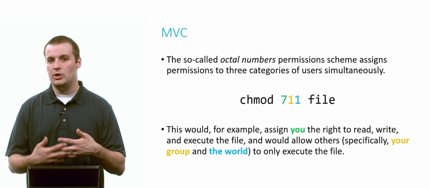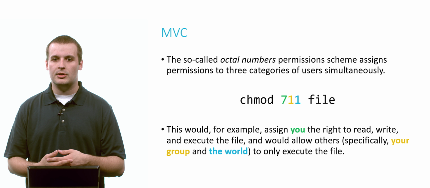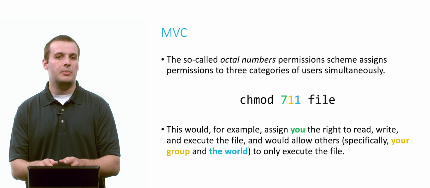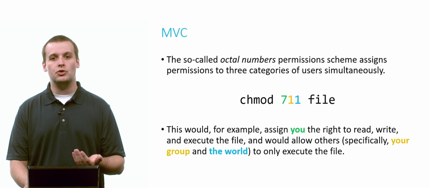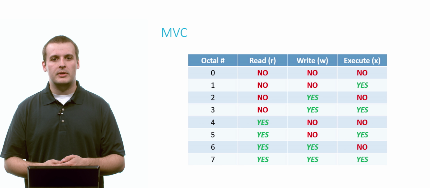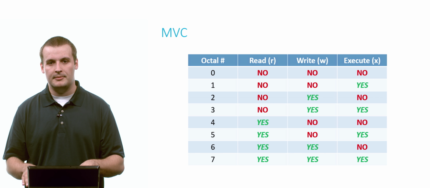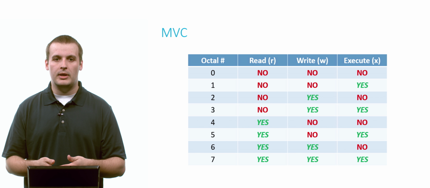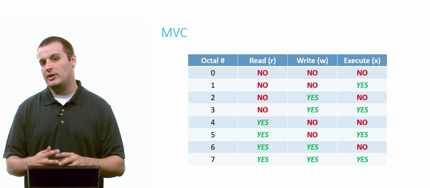The first number there is what you can do. The second number is what your group can do. And the third is what the world can do. Anybody who's visiting your page, that's the world. What do these numbers actually translate to, though? So they basically translate like this. If the permission is 0, nothing can happen. If it's 1, you can execute the file, if that's your permission. If it's 2, you can write the file, but you can't do anything else.